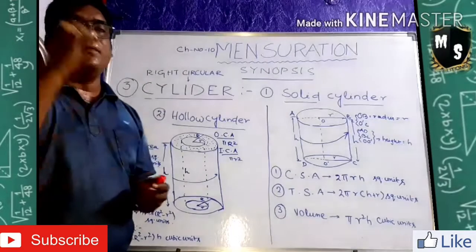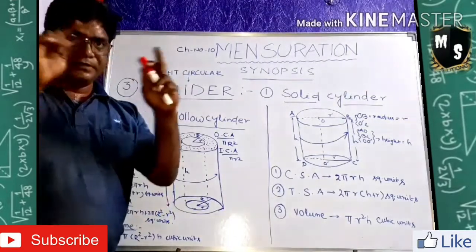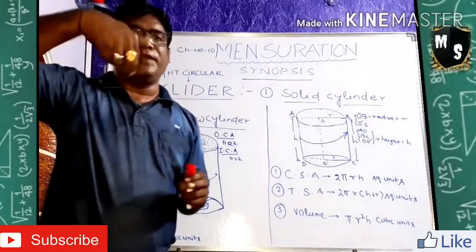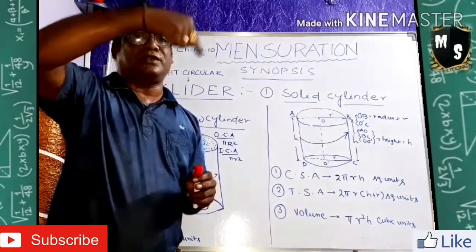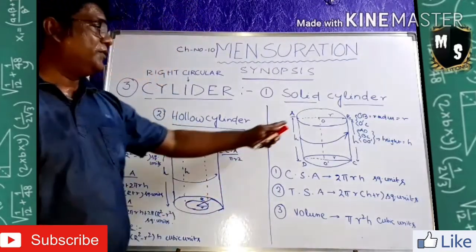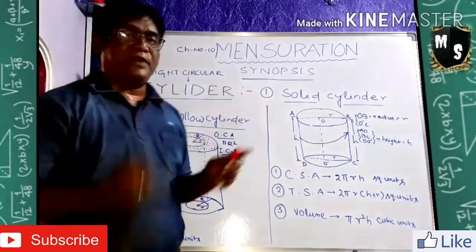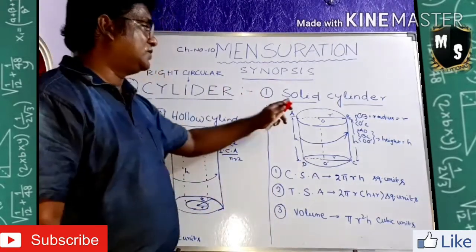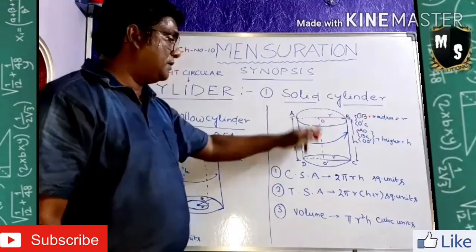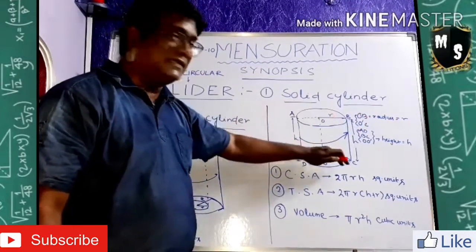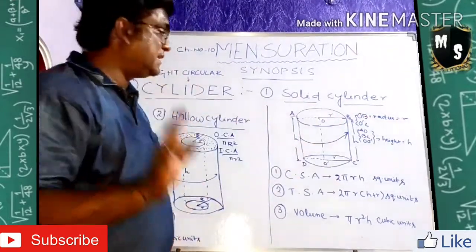A cylinder is formed when you take a rectangle and give it a complete rotation; it gives you a solid shape in the form of a cylinder. The cylinder can be divided into two parts. One is called a solid cylinder. A solid cylinder is fully packed inside, with no hollow place inside.